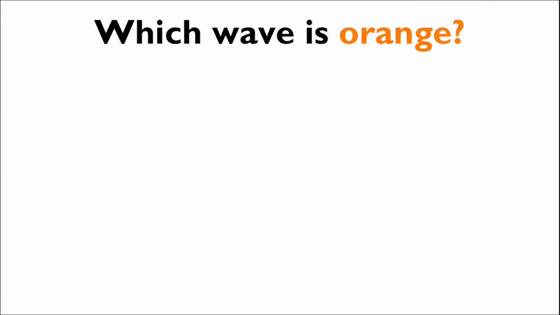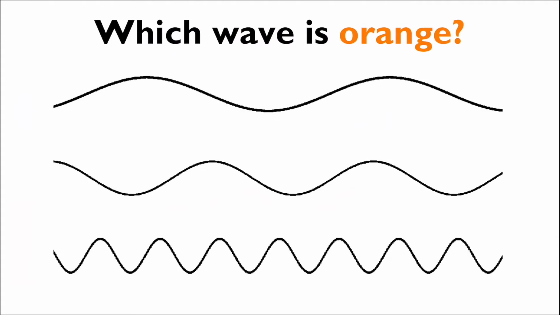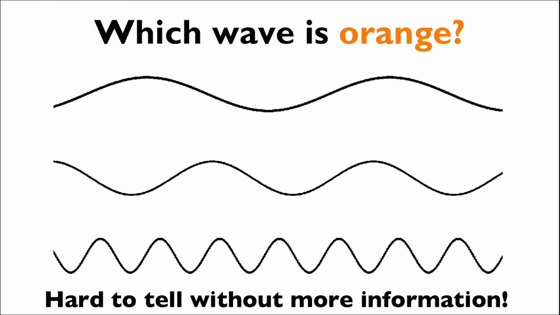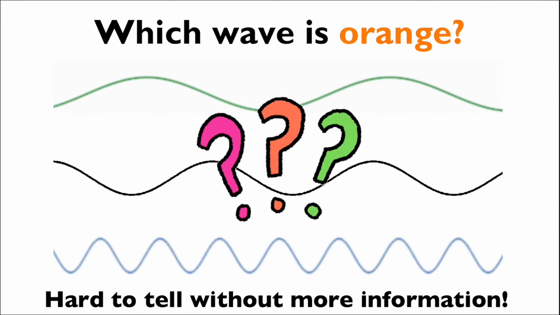Which wave is orange? Is it the first, second, or third wave? Well, the problem here is that it's kind of hard to tell without more information. We don't actually know whether this is red or green, or if this is actually yellow or blue. So, how can we place which one is orange?